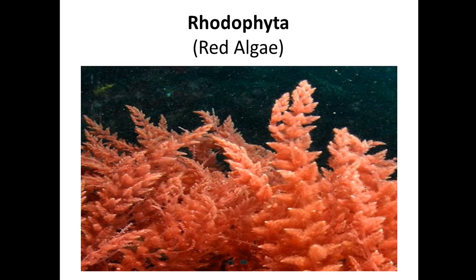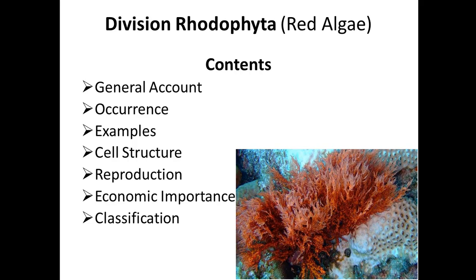Bismillahirrahmanirrahim. In this lecture, we will discuss another division of algae, and this is Rhodophyta or Rhodophyceae, commonly known as red algae. So, in this division Rhodophyta, we will discuss the following contents: general account, occurrence of division Rhodophyta, a few important examples, cell structure of Rhodophyta, reproduction of Rhodophyta, economic importance of Rhodophyta, and the classification of Rhodophyta.